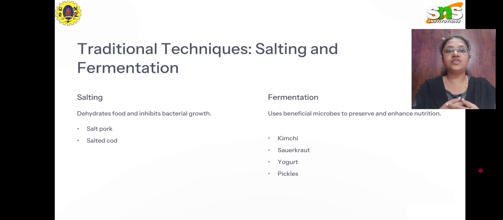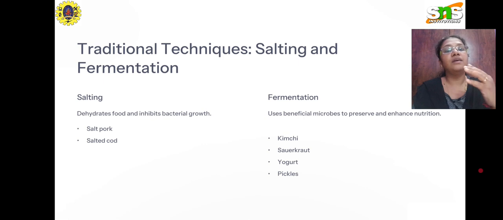As I told, salting and fermentation are also methods. Salting, we all know, will inhibit the growth of the bacteria that are present in the food. By sprinkling or applying salt on the food, it will dehydrate the food.